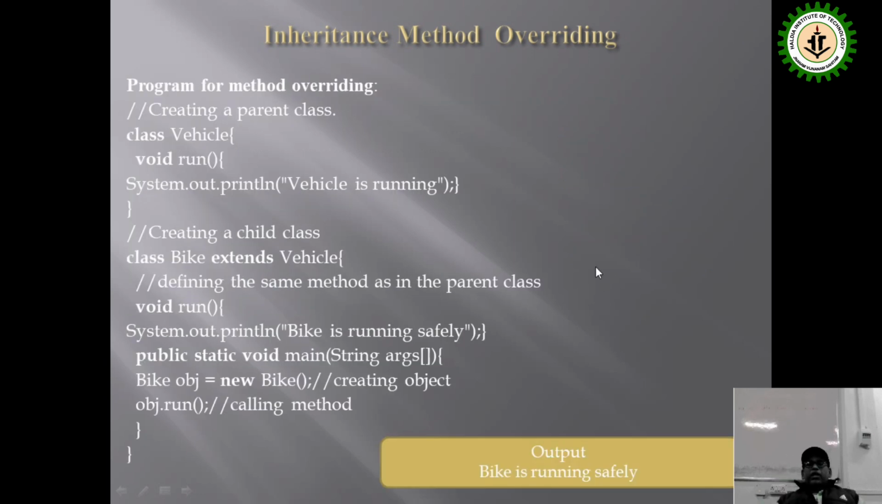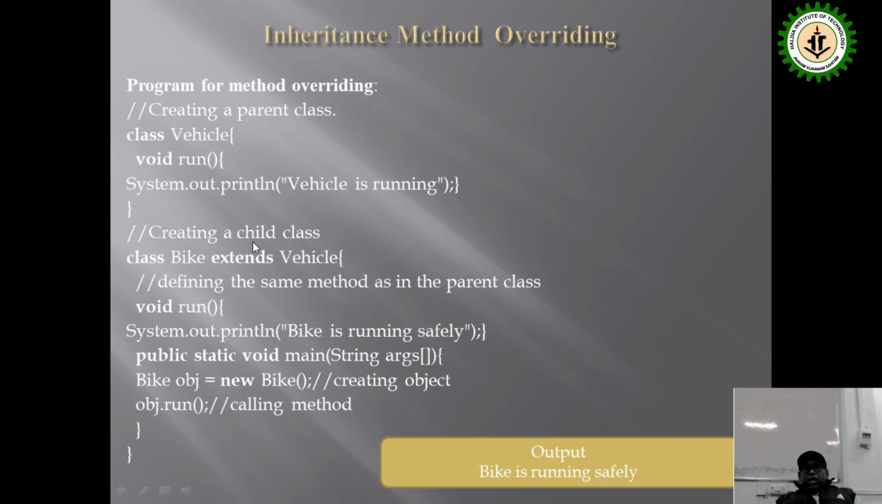Now, this is an example of method overriding. How to override the method. Suppose now I am creating a parent class. Class vehicle. Vehicle is the parent class. It has a method void run. Then I define that method: vehicle is running, in the run method.